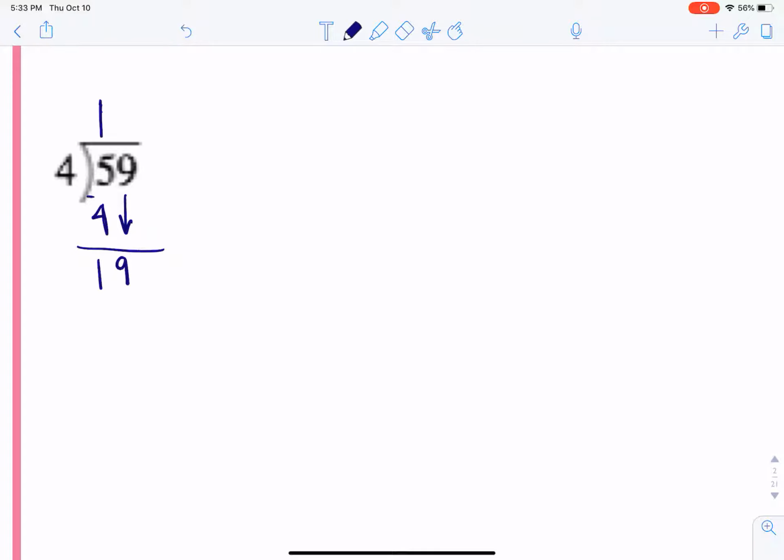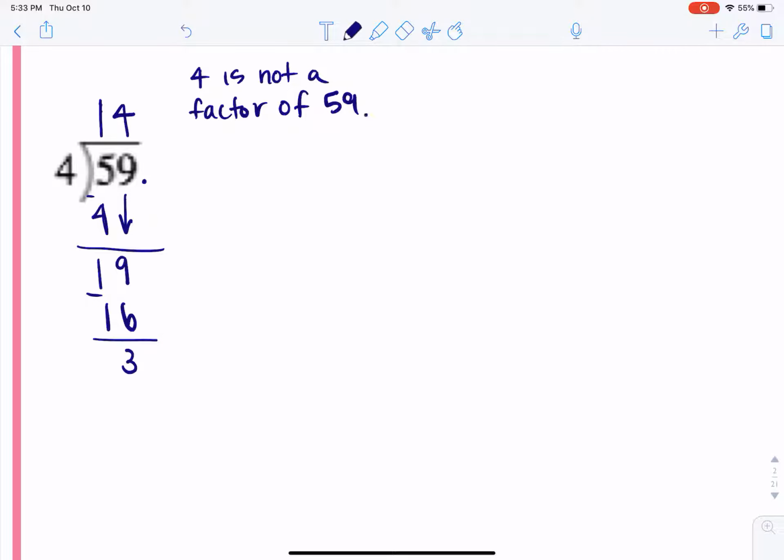How many 4s are in 19? I know that there are 4 4s in 19. 4 times 4 is 16. Subtract, I'll get 3. So now I have a few options here. Now that I'm out of numbers to bring down, I know that 4 is not a factor of 59. I can express my answer as 14 remainder 3.